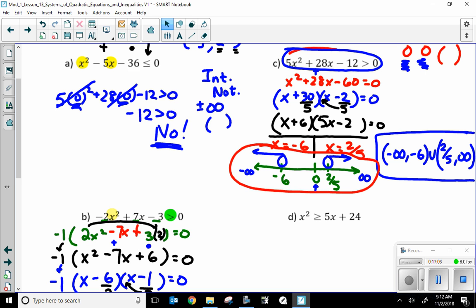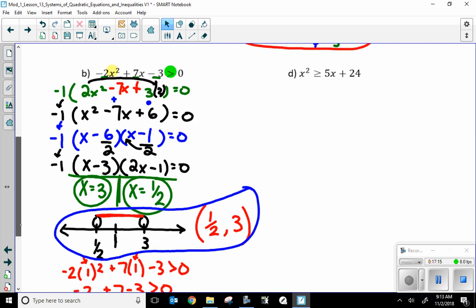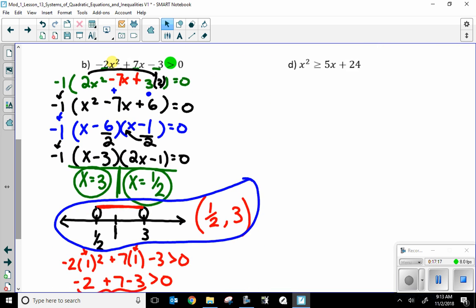Woo, a little bit of work. D, the last one. It's not set equal to 0. Oh my God, what do we do? Well, what if this was an equal sign? What would we do? We would set everything equal to 0, wouldn't we?